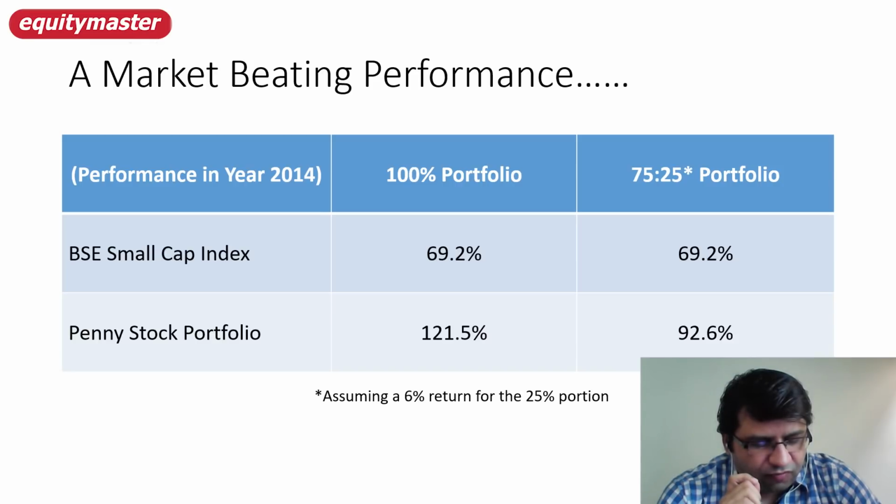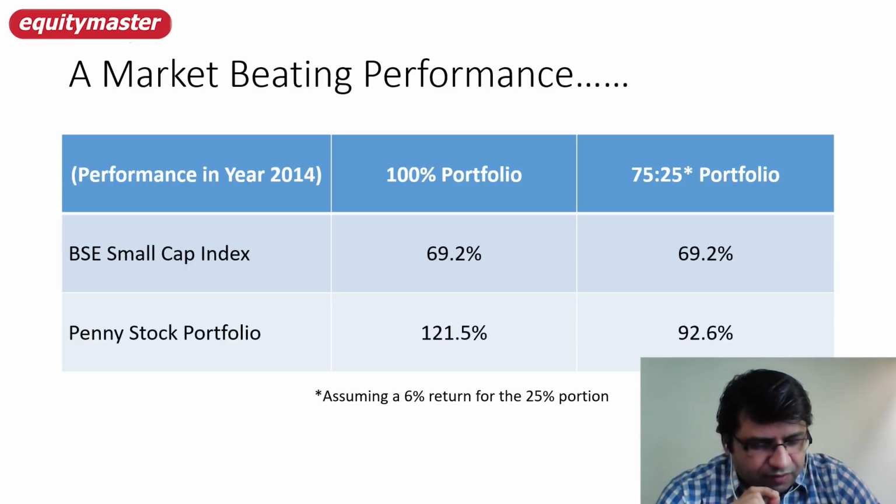And I think the penny stock portfolio that we have put together passes this test with flying colors. A 100% portfolio of penny stocks, where we invested the entire rupees 2 lakh in those 20 stocks, would have given 122% returns in 2014. Now that's almost 2 times the returns that we earned from the BSE Small Cap Index. That's phenomenal. I think there are very few strategies out there which are able to do this on a consistent basis, that is, outperform the market by a factor of almost 2 times.